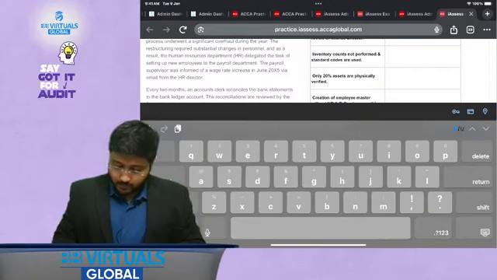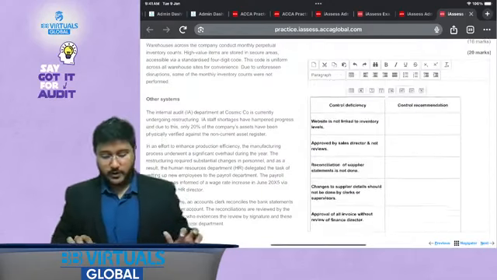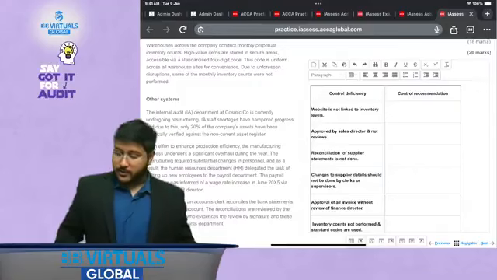Why I have mixed these two? Because we do not have any extra space to write it, right? That is why I have mentioned it over here. So these are the control deficiencies.